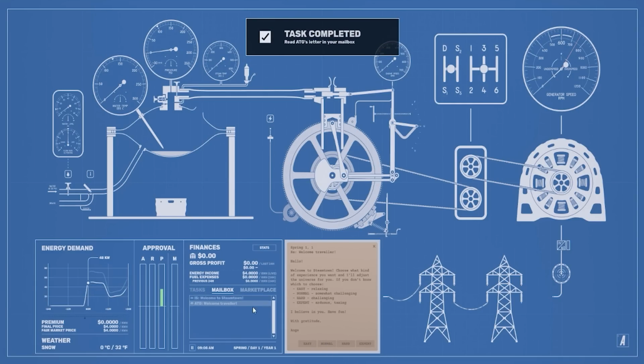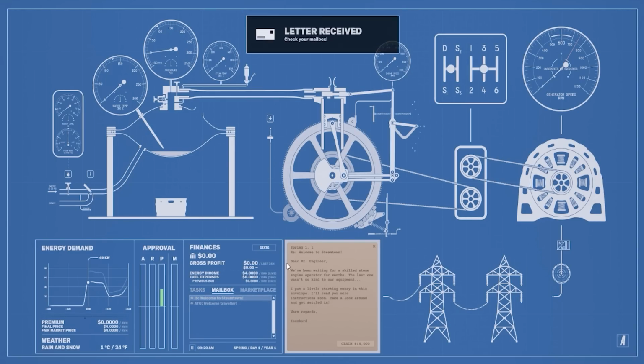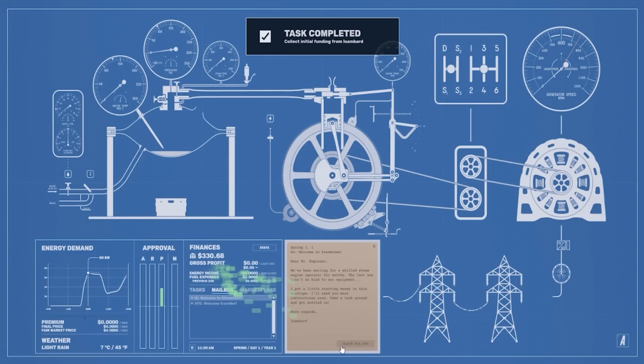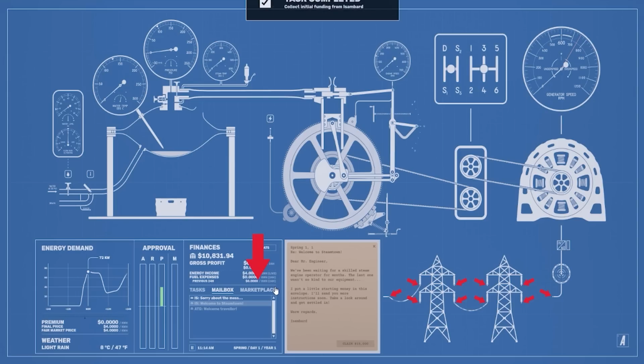And there we go, task completed, and welcome to Steamtown. So, dear Mr. Engineer, we've been waiting for a skilled steam engine operator for months. Well, I don't know about skilled, but you've got an operator. The last one wasn't kind of equipment. Put a little starting money in the envelope and send you more instructions soon. Let's claim 15,000 generic units of currency, because the idea is, as I said, you have to generate power.